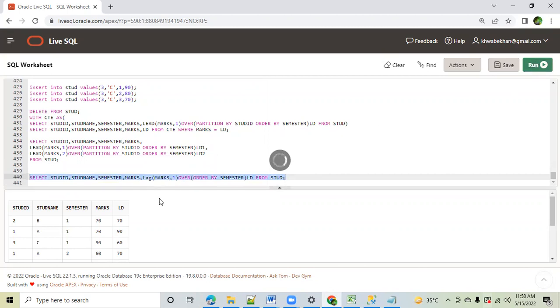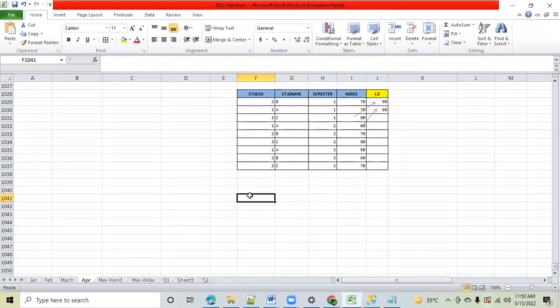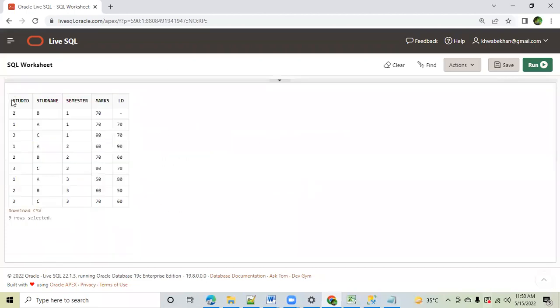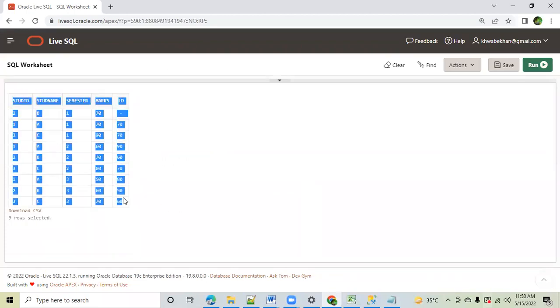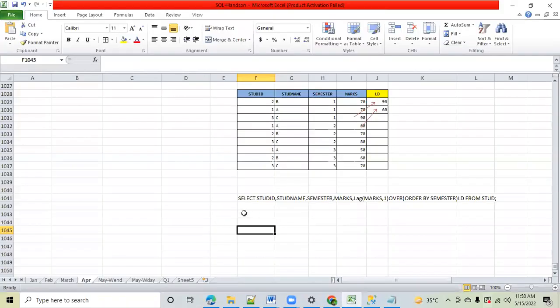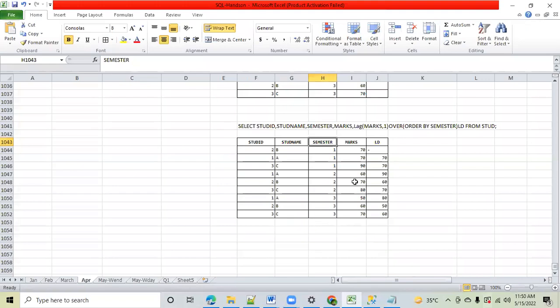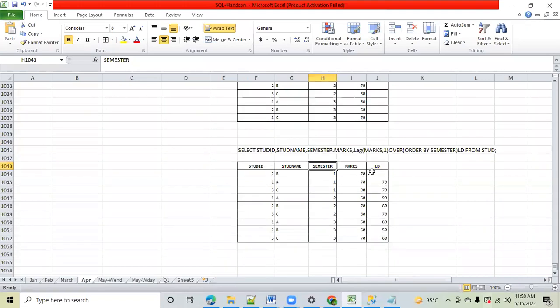So this is the query. This is your lag query. And let's see what the output is. So now this is your output. Now here you see, just look at this output and try to understand on your own. Is this the same, or is something different happening here?